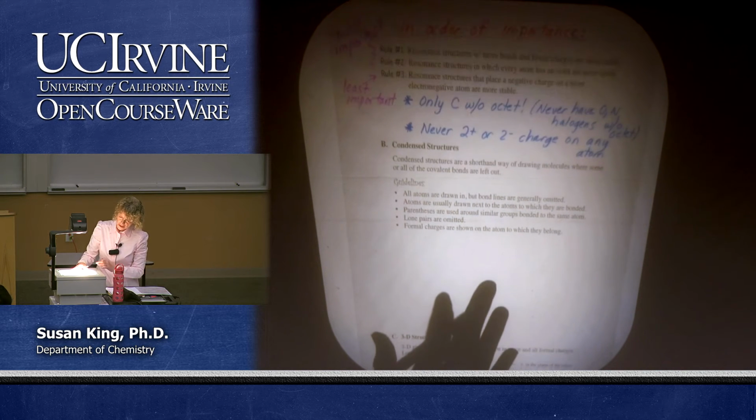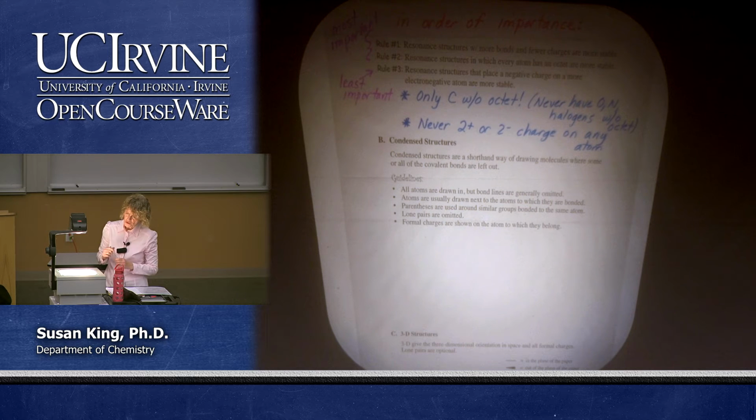Okay, we're going to talk about condensed structures. Condensed structures are a shorthand way of drawing molecules. If we drew in every atom and every bond of every molecule that we had, it would take forever. I would have to give you 2-hour midterms, and we'd have to have a 4-hour final. So we have these shorthand ways of drawing things, and it saves us a lot of time.